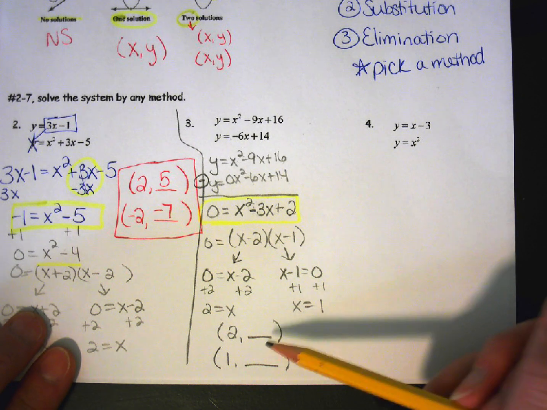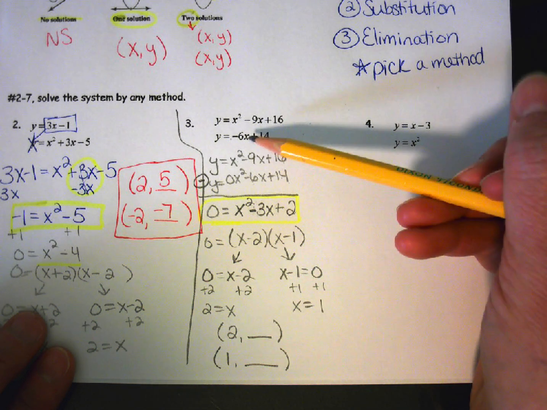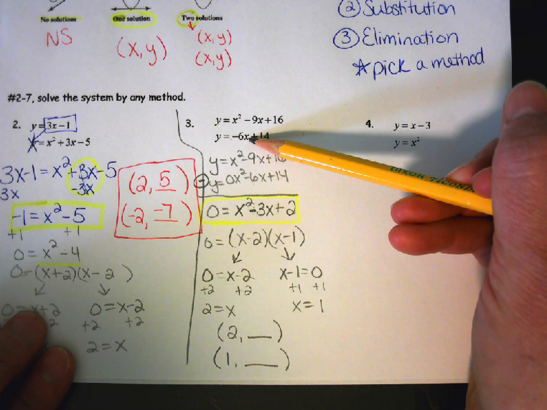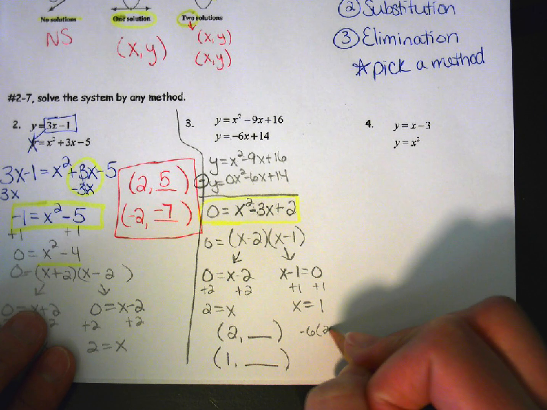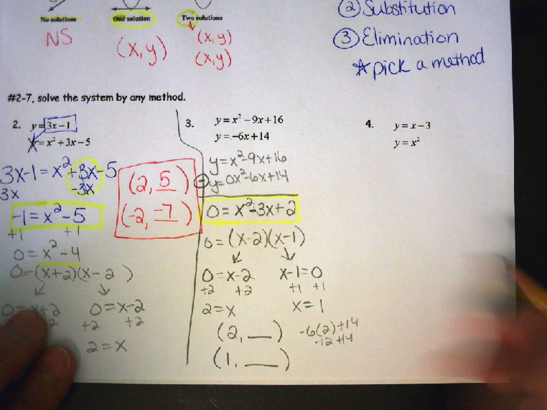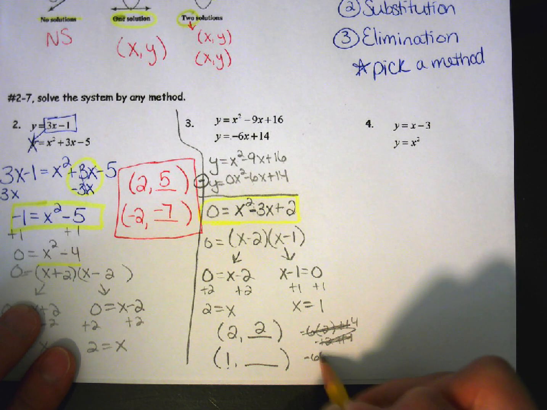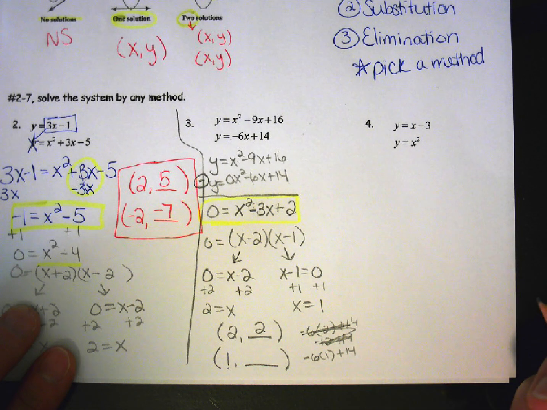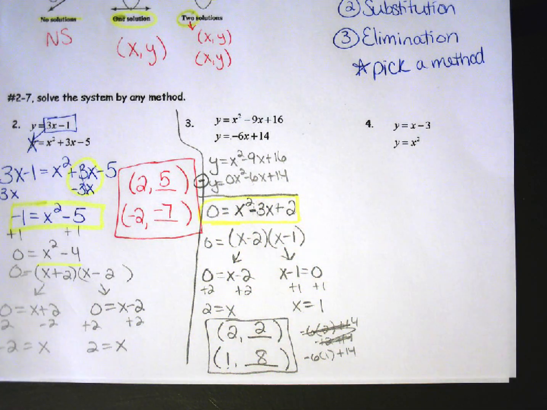Now remember, you can plug these in to whichever equation you want, but preferably I would probably go with the bottom one, the linear one in this case. So if I plug 2 in, that would be negative 6 times 2. So that's negative 12 plus 14. So that would just be 2. And then if I plug the 1 in, negative 6 times 1 plus 14, that would give me 8. And so these are the 2 places where it crosses, okay?